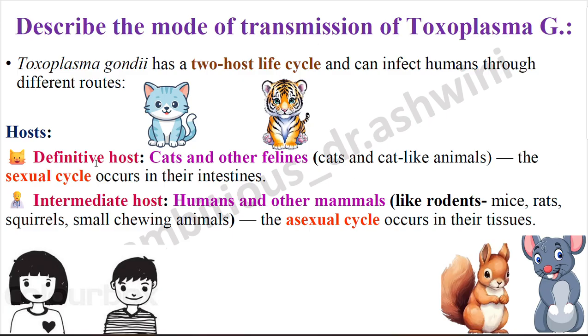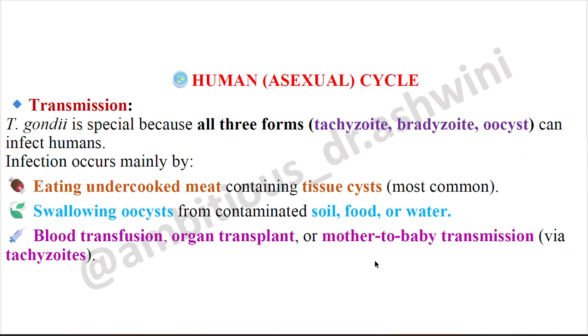The sexual cycle occurs in their intestines. Next, intermediate host, they are humans and other mammals. Other mammals like rodents, mice, rats, squirrels, small chewing animals. The asexual cycle occurs in their tissues. Firstly, we will see the human asexual cycle, the transmission.